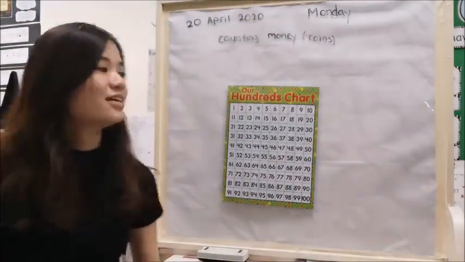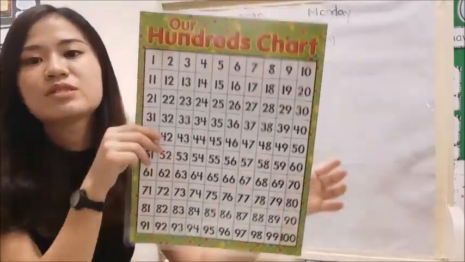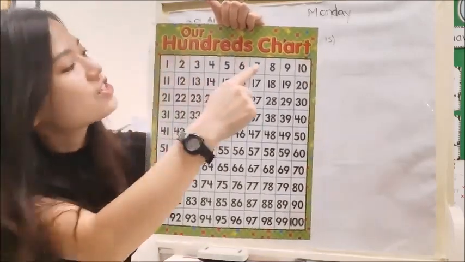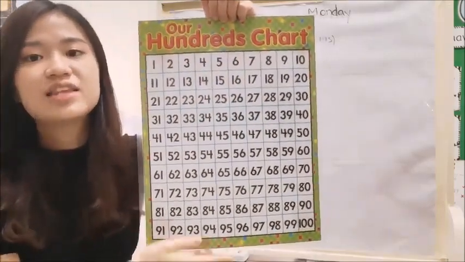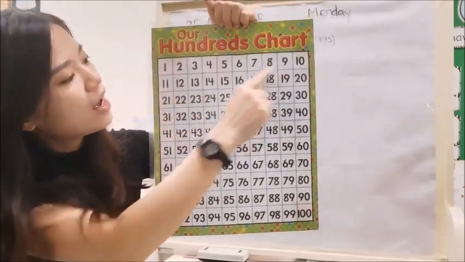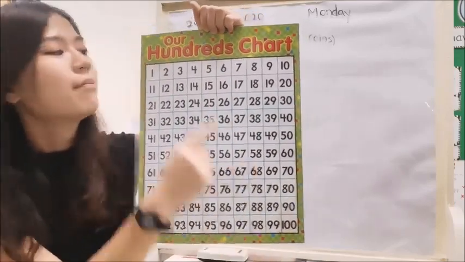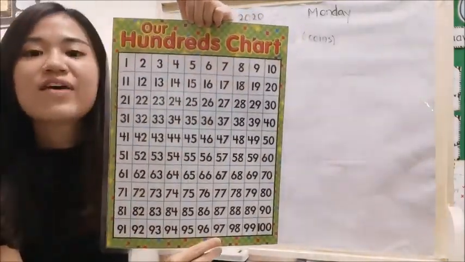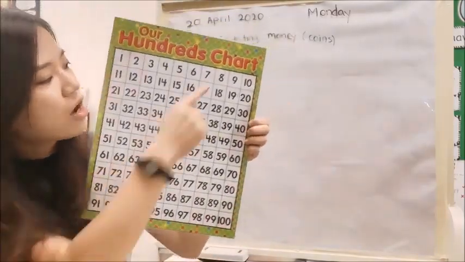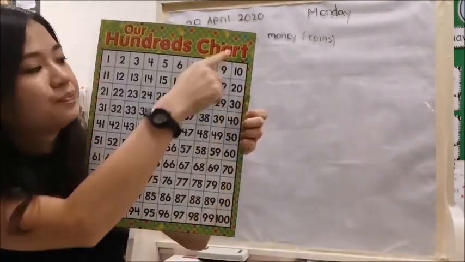But before we get started, we need to take a look at something that we have been using a lot in our classes, and that is our hundreds chart. And in the hundreds chart, we have numbers going all the way from 1 and they go down to 100, one by one. And this is very helpful in helping us to count money because of this column over here. And we call it the tens.